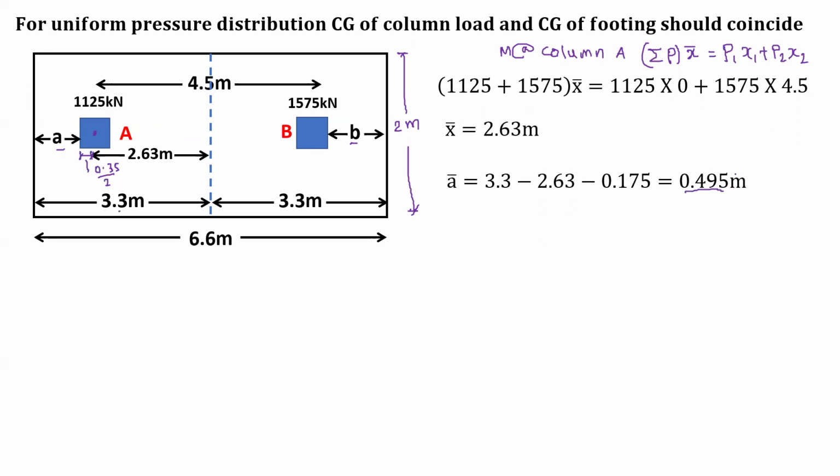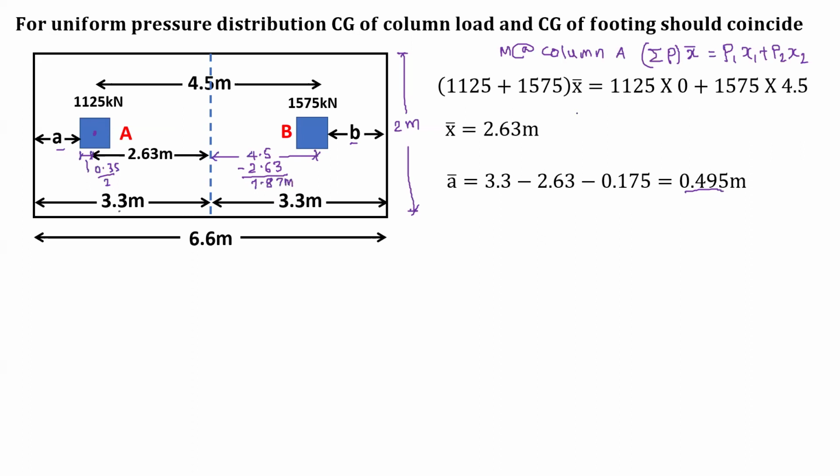Now we will see B bar. Now this is an important one. Now we have two choices. We can find this value and then subtract it from 3.5. What will be this value? So we have this value as 4.5 minus 2.63, because the distance center to center is 4.5. And we will get 4.5 minus 2.63 is 1.87.